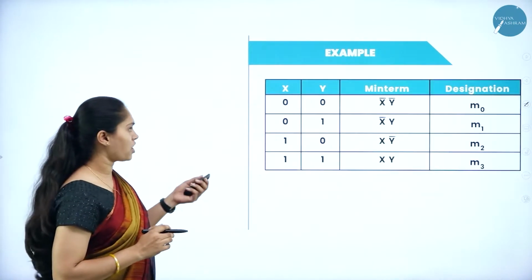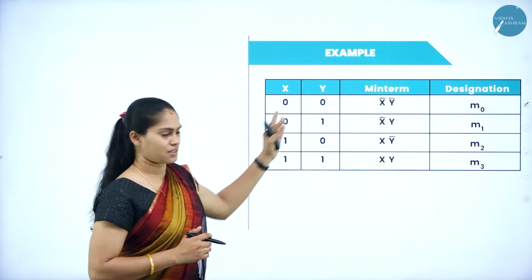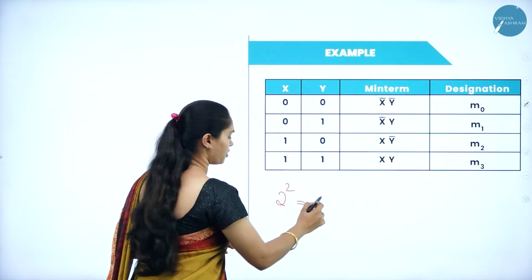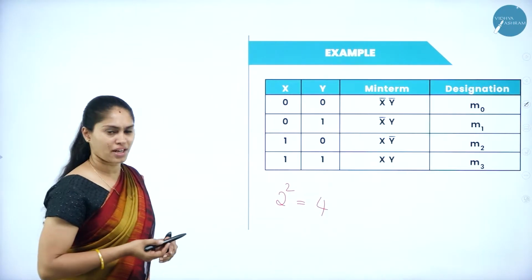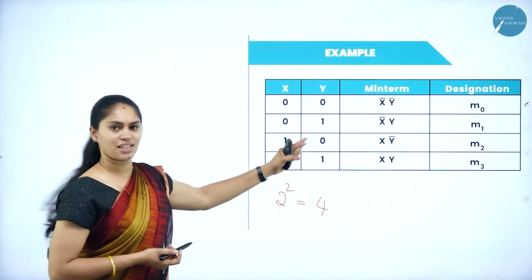So now we'll see how we are going to represent that minterm. As we all know, we have two variables x and y. If it is two variables, then it will be 2 power 2. If it is 2 power 2, I can get 4 combinations. 2 into 2 will be 4. I can get 4 combinations for this x and y variable.